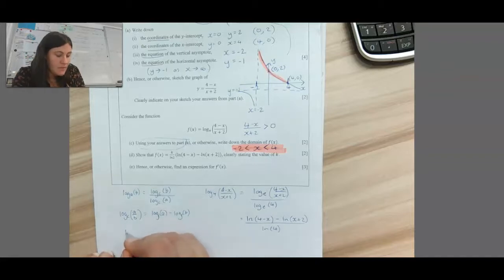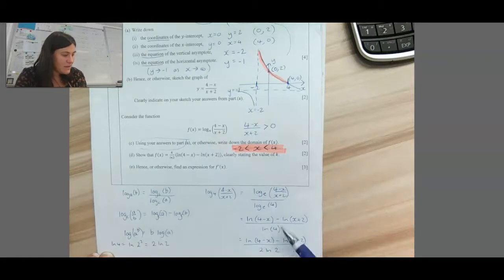Well, we know that log of a to the power b is b times log of a. I'm just going to put this off to the side. So ln of 2 squared, which is ln of 4, would be 2 ln 2. I'm trying to write out each step because it is a show-that question, which means I need to be clear. So this is 2 ln 2.